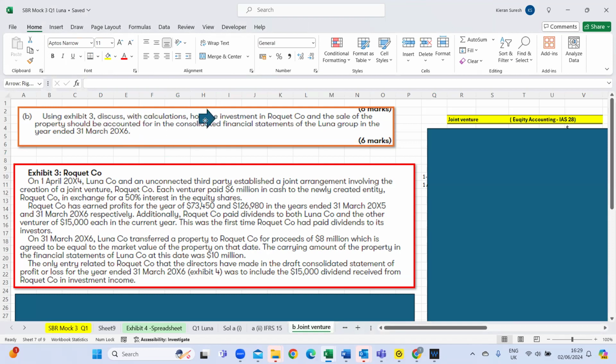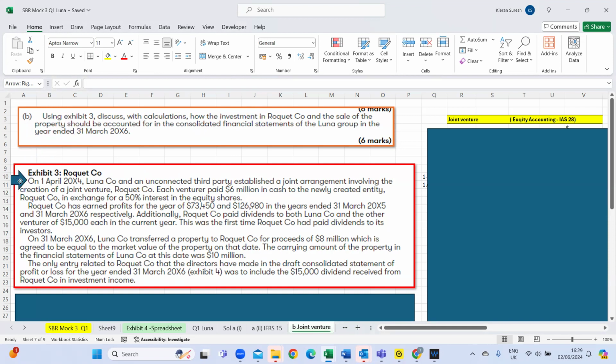discuss with the calculations how the investments in Rocket company, and the sale of the property should be accounted for in the consolidated financial statements of the Luna Group in the year ended 31st of March 2016. So this is an investment in this Rocket company.